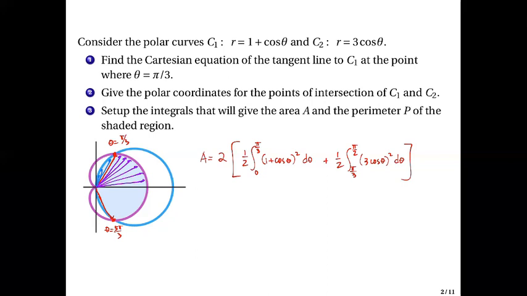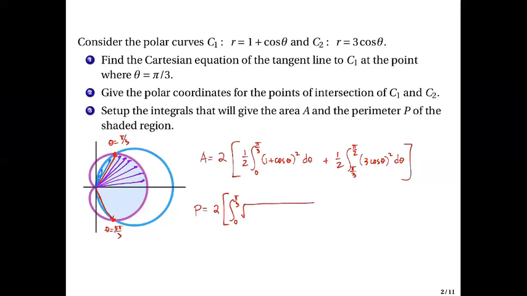And then for the perimeter, I guess you have the limits of integration already. For the perimeter, you have the cardioid from this point up to this point, and then from this point up to this point, you have the circle. So for the perimeter, again, we use symmetry. It will be twice, and then we have the integral from 0 to pi over 3 of the square root.